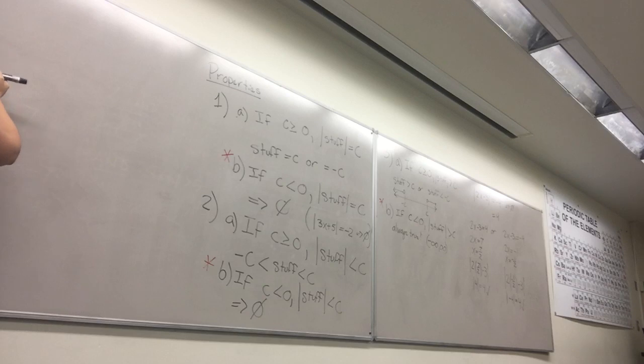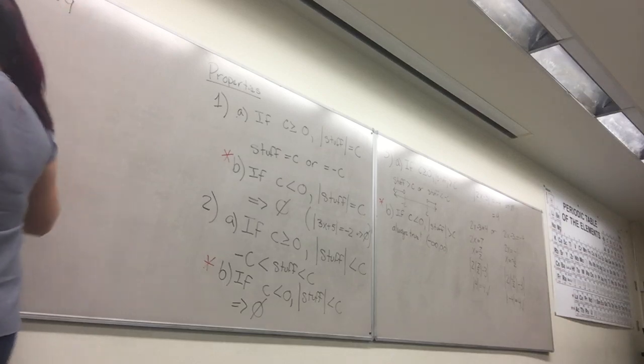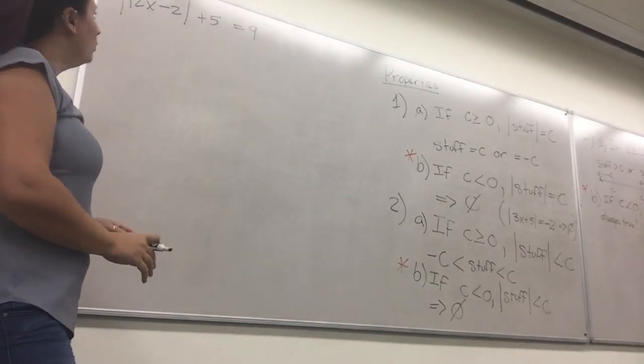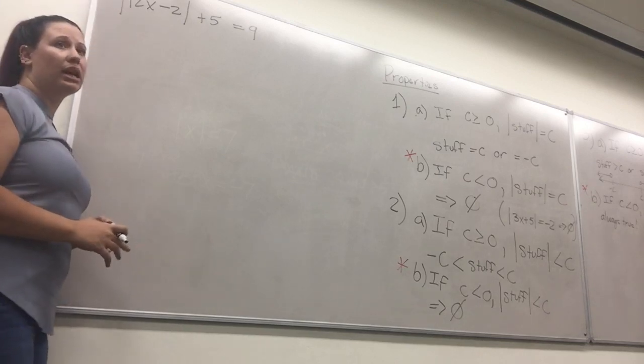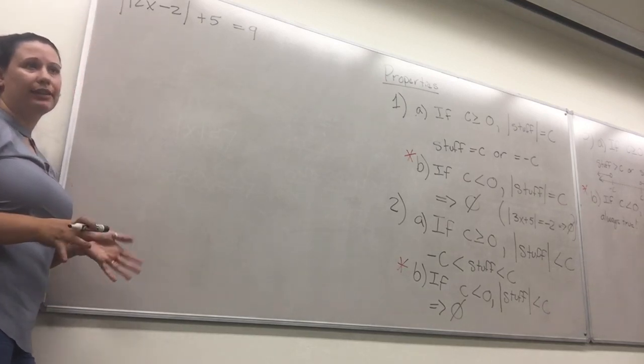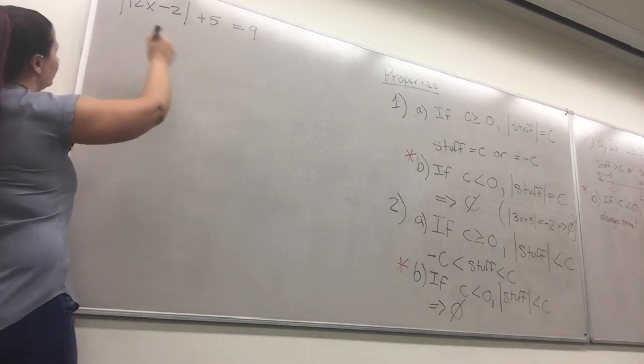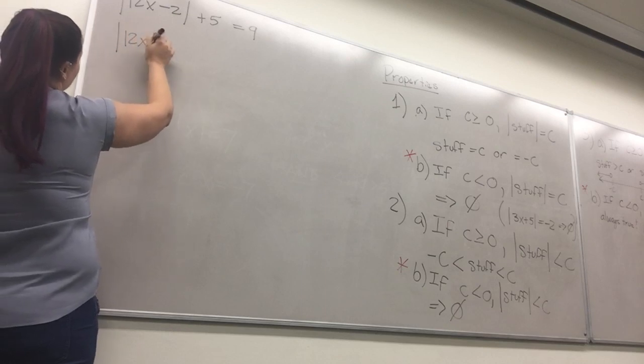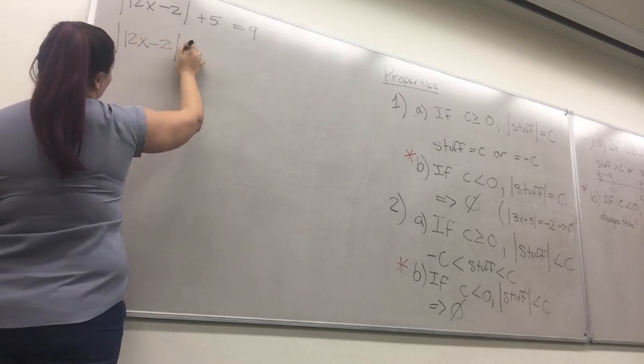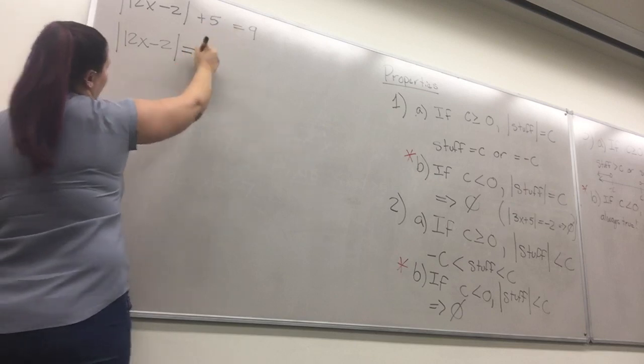Okay, so next is if we have the absolute value of 12x minus 2 plus 5 equals 9. So, remember what I said to do first. Get the absolute value by itself, right? So we subtract the 5. So we get 12x minus 2 inside the absolute value still equals, subtract, so equals 4.